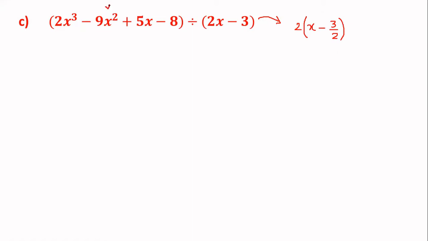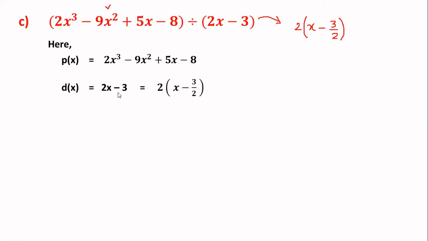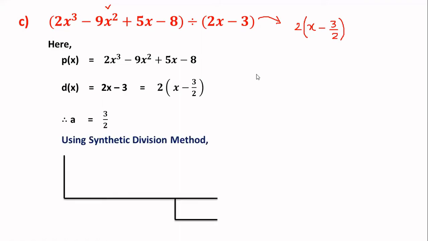In the case of the dividend polynomial, as none of the powers of x is missing, we can easily write our polynomial p(x) as it is, and our divisor d(x) would be changed as we discussed earlier also. So yes, the value of a will be 3 by 2. Now using the synthetic division method, inside the box we list out all the coefficients of polynomial p(x), and outside we write the value of a as 3 by 2. So first, the first coefficient 2 will come down.